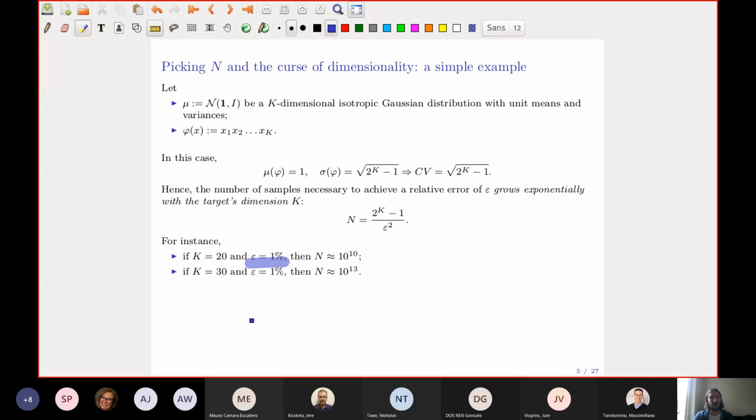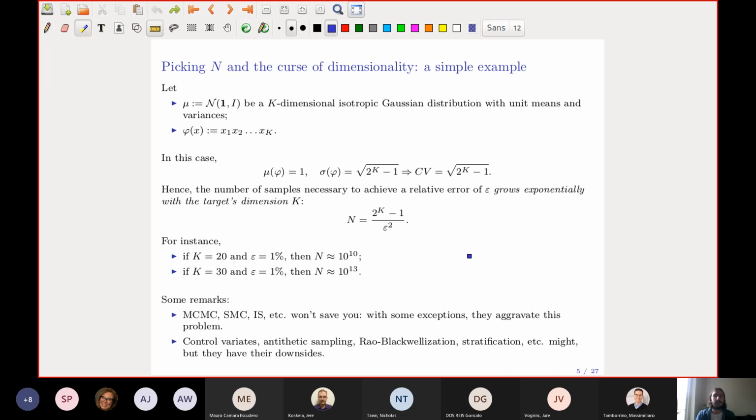Say you want a 1% error in your estimates and you're working in 20 dimensions, then you're going to have to generate about 10 to the 10 samples, which is probably going to be pushing the PCs of most people here. And if you go to 30, you need 10 to the 13 samples, which is probably going to be beyond what most people's computers can do in any sort of reasonable time. And you go a little bit further, not much, and you get beyond what we can all do collectively as humans. So this seems rather concerning.